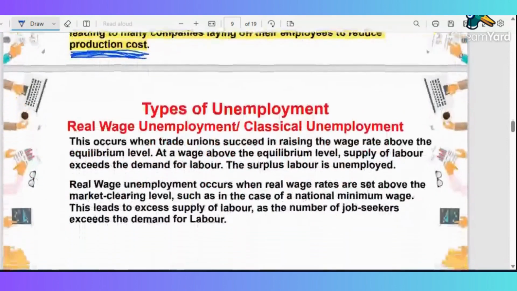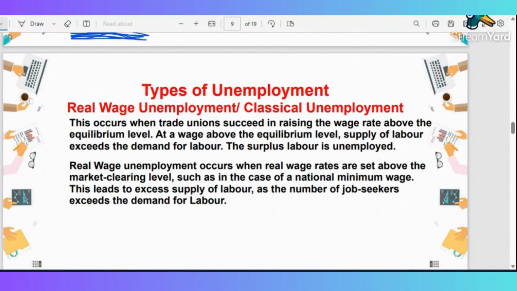Right? We also have the real wage unemployment, which is also known as the classical unemployment. Now, this occurs when trade unions, we learned this in the other chapter as well, succeed in raising the wage rate above the equilibrium level. At a wage above the equilibrium level, supply of labor exceeds the demand for labor. Hence, the surplus of labor is unemployed.